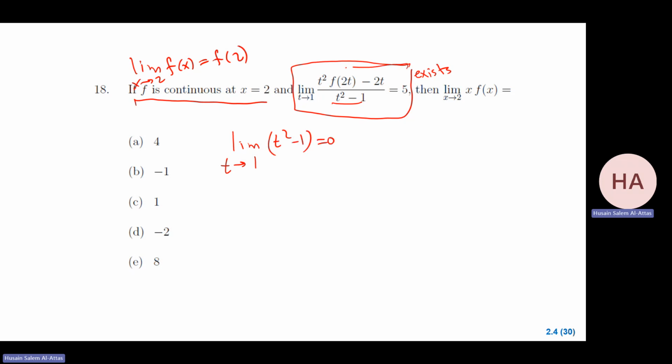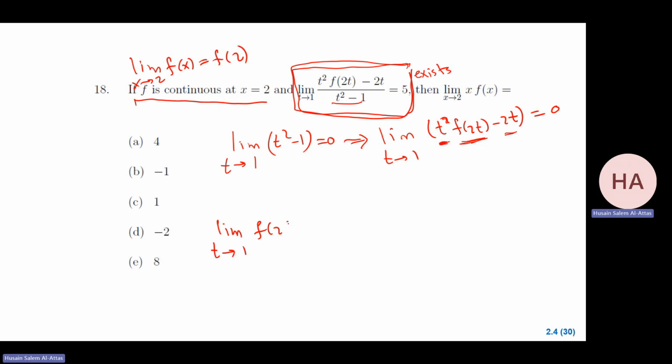So for this limit to exist, I think we did something similar. I need the limit of the numerator to be equal to 0. This is just a function, an easy function. We can substitute. So I need to think about f of 2t. So I need to think about this limit, limit t goes to 1 of f of 2t. Okay, and I know this goes to 2, is equal to f of 2.